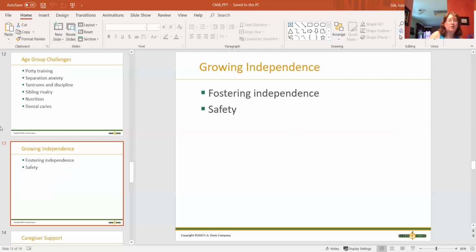All right, and then this also mentions a little bit about safety as well. That's always going to be important with toddlers to make sure they stay safe, especially if they're starting to do more things on their own. So you're going to want to keep an extra eye on them to make sure they're doing things okay.